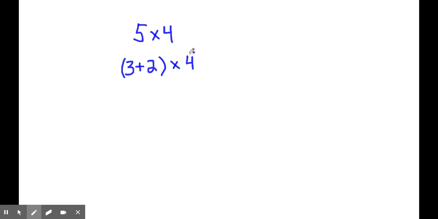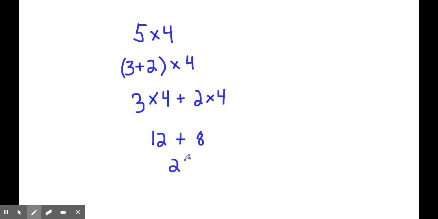So when I distribute this, what I'm really going to end up saying is I'm going to do 3 times 4 plus 2 times 4. And we know that in order of operations, we do our multiplication first. So 3 times 4 is 12. Plus 2 times 4 is 8. And I know that 12 plus 8 is 20.